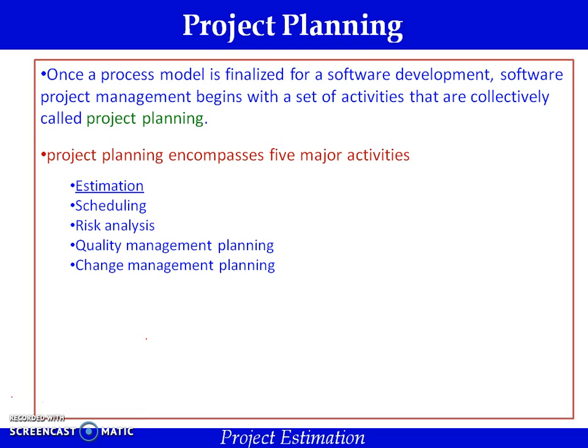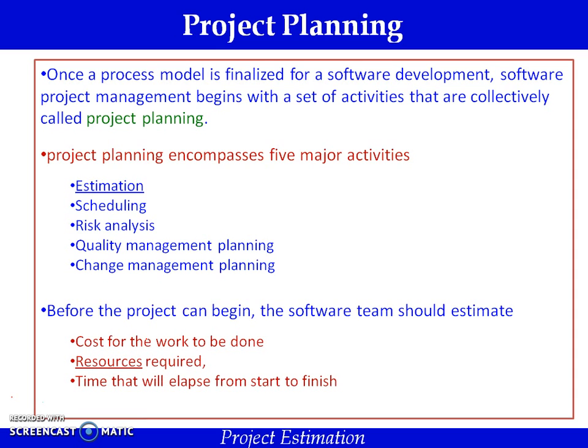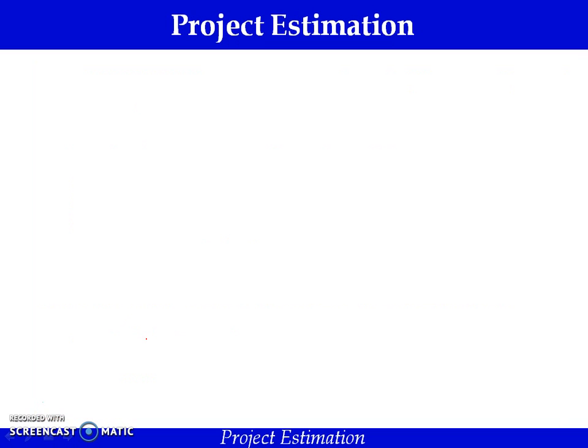They are estimation, the topic we are going to see today, scheduling, risk analysis, quality management planning and change management planning. In estimation, before a project can begin, 3 kinds of information have to be estimated. The cost for the work to be done, the total amount required to complete the project, the resources required, that is the human resources required, and the time that will elapse from start to finish, that is the project duration.